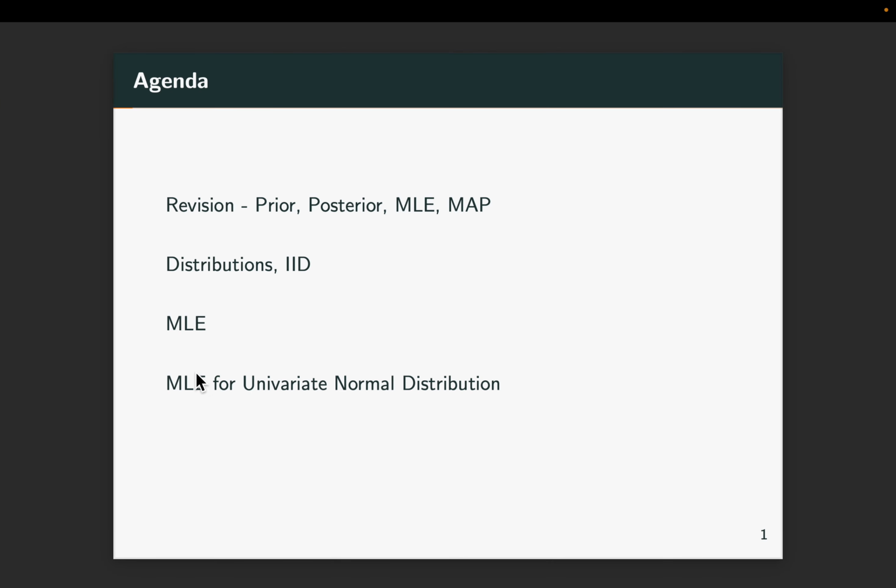So we will be discussing the following topics today. We have already done a revision of prior, posterior, MLE and MAP. We will be looking at distributions, not a lot of them, just a few of them to illustrate the concept. We will be revising the IID assumption, which we have studied in the previous course and a lot of the other previous courses also, but we will take a programming approach to understand it. We will do a much deeper dive into what MLE is, maximum likelihood estimate, and then we will do some derivations for univariate normal data.